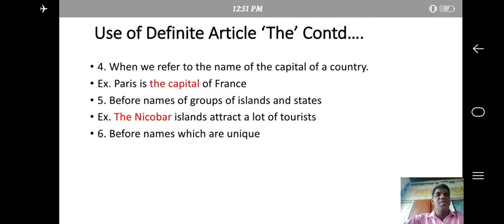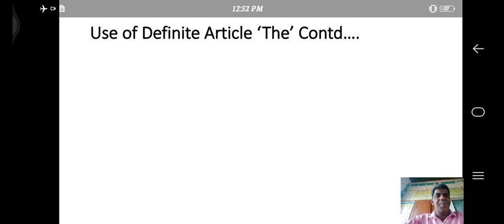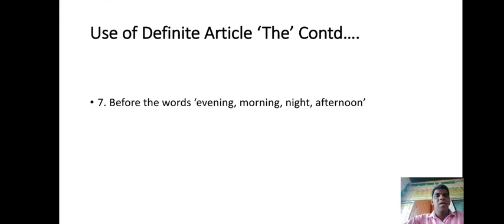Then the article "the" is used before names which are unique. For example, the sky has no limit. So here the sky is a unique thing that exists in this universe, and that is why it is the sky. Similarly, we can write the earth, the moon, the sun. So the things which are only one of their kind are preceded by the article "the".